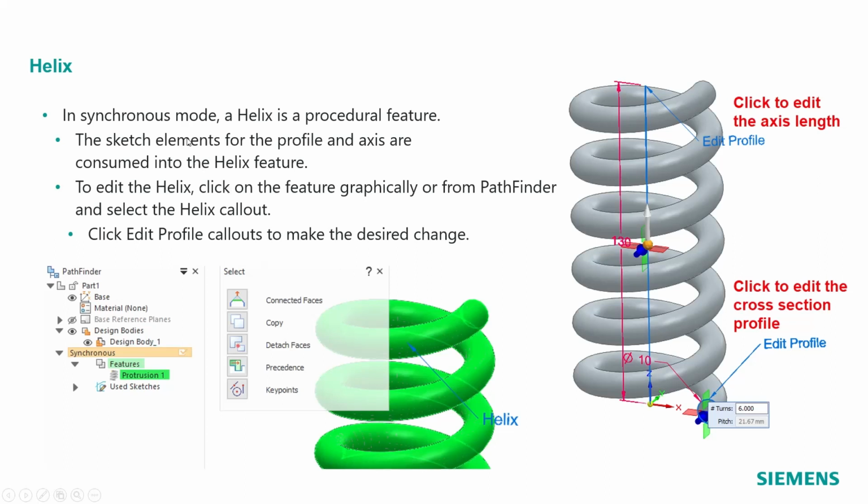In synchronous mode, a helix is a procedural feature. So that means you'll make your sketch, you'll turn that sketch into your helix, and then that sketch is going to get consumed and is going to disappear. Just like with everything we've talked about with helix, that relationship is going to be broken. So then to edit the helix, you're going to have to click on it graphically from the Pathfinder and make your edits that way. Now, in ordered, it's going to operate like what we've seen.